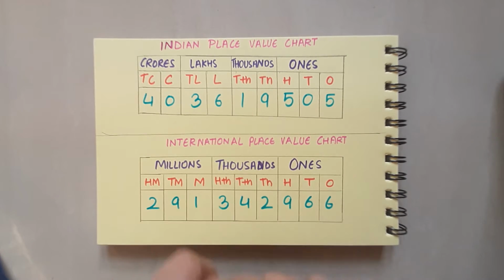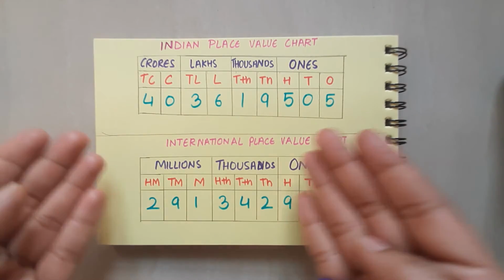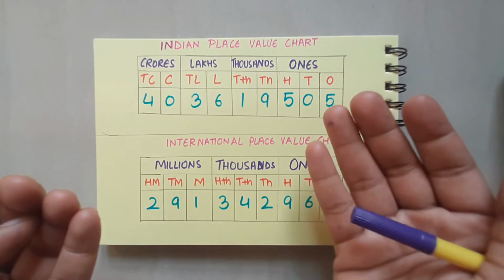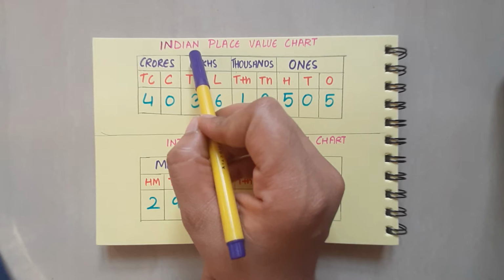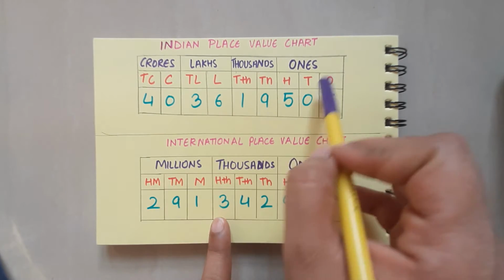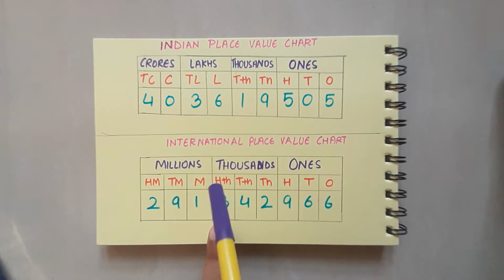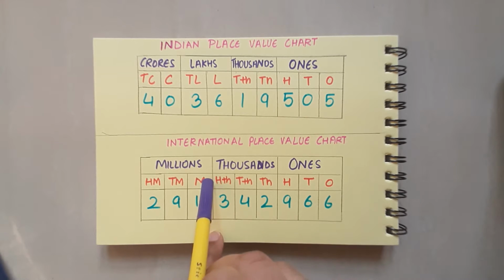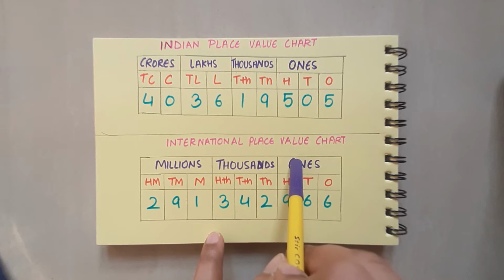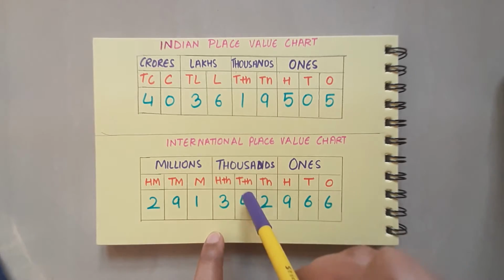Now, why is it important? See, we are not living in a closed country, right? We go outside the country also. So, since this is Indian, in India this place value system is followed. But outside India, in other countries, the international place value system is followed. Let us see the difference.